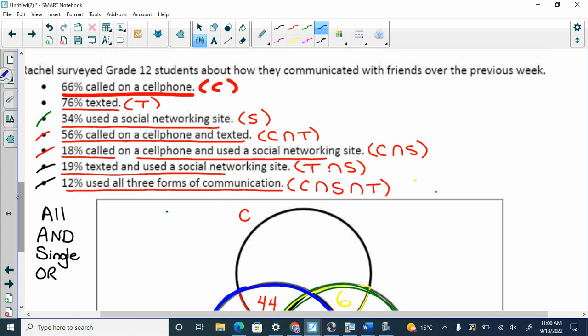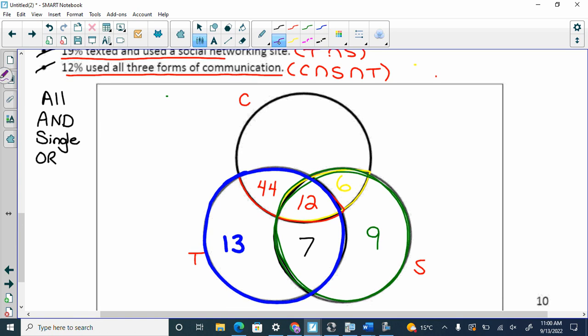And then my last one, 66 in the cell phone. I already have 44, 50, 62. How many have a cell phone only? 4. Now this is in percent.